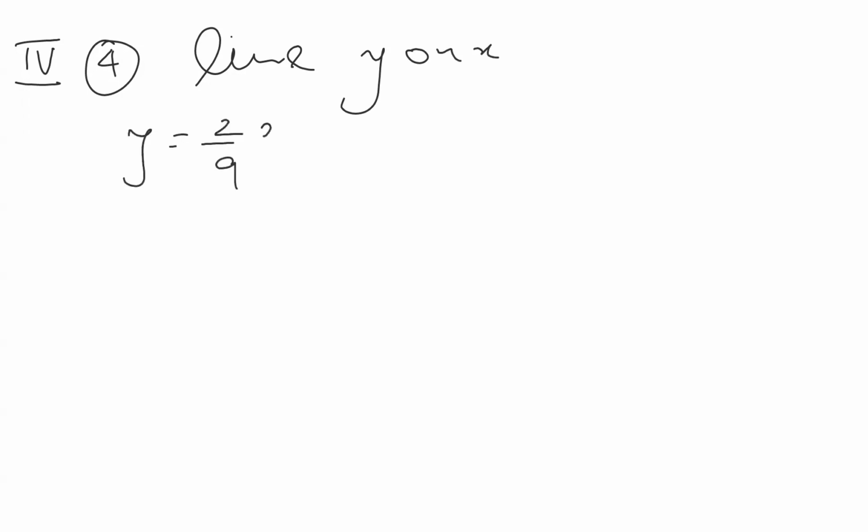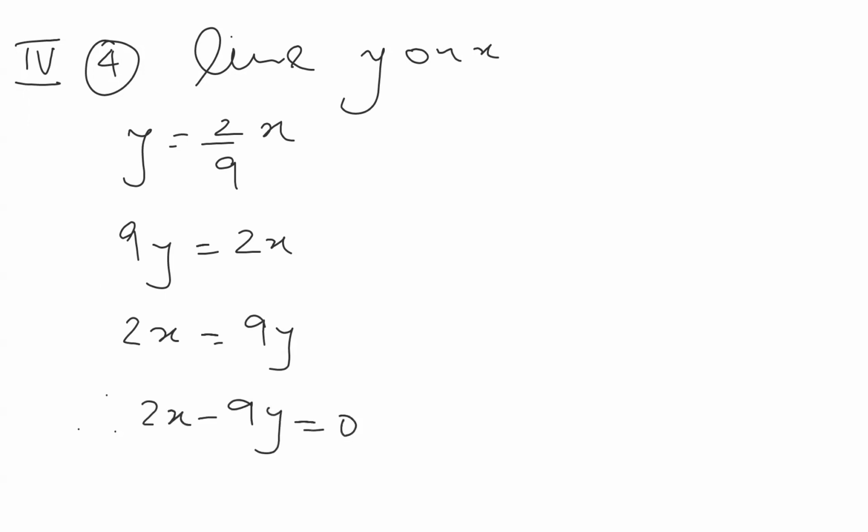They have given us the line y on x. Line y on x is equal to, what? Y equal to 2 by 9x. So 9y is equal to 2x. So 2x is equal to 9y. Therefore 2x minus 9y equal to 0.